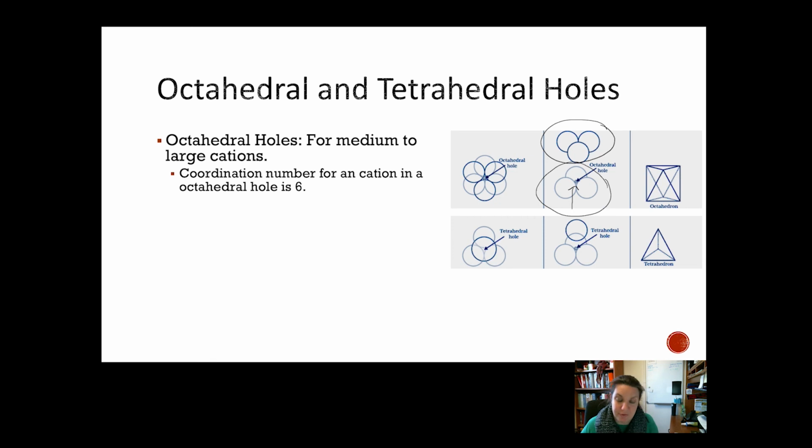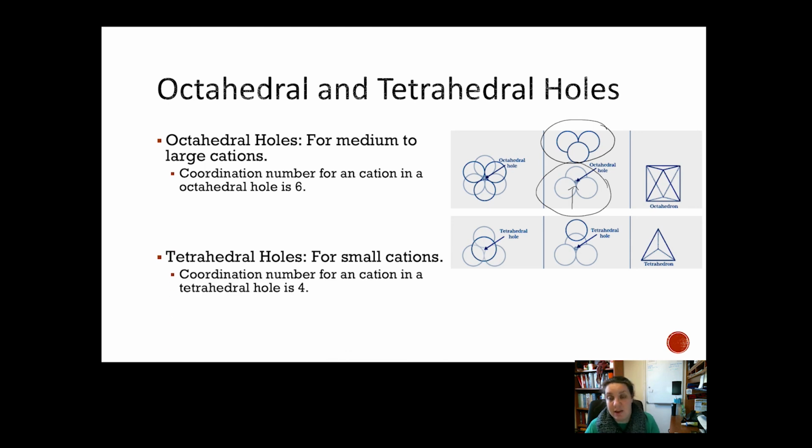Then tetrahedral is for our smallest cations relative to our anion. So it's the smallest ratio, so it's going to have the smallest coordination number. It's going to have a coordination number of 4. So you can think of 3 anions, the cation in the center, and then an anion on top. So it makes a little tetrahedron, or tetrahedral.